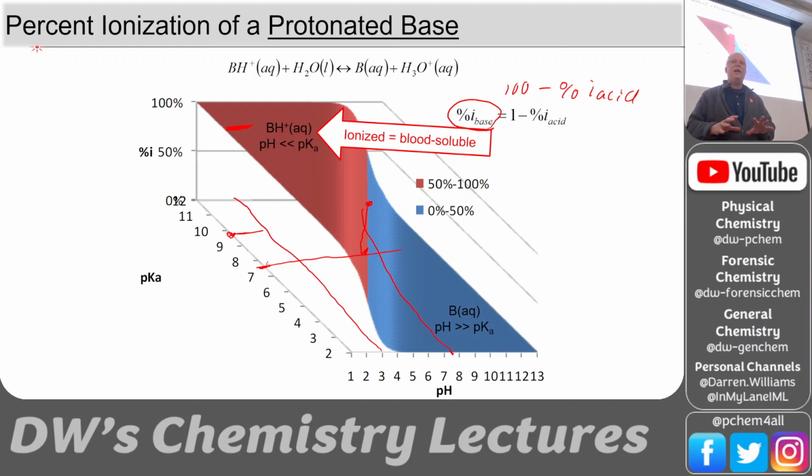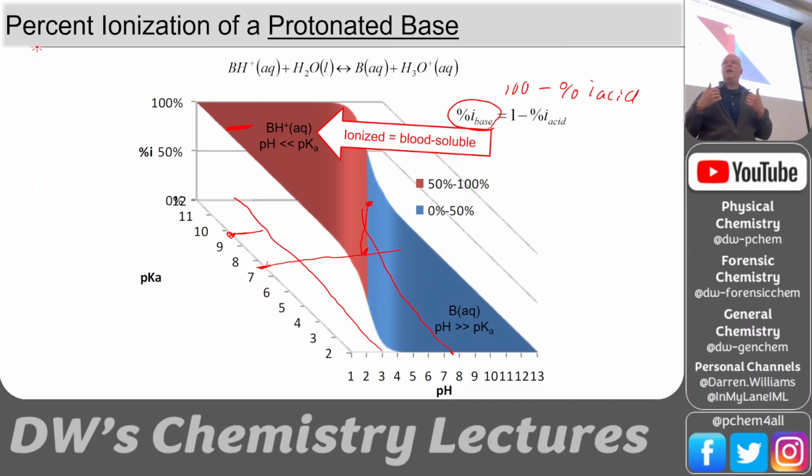So if you're at a low pH, you can protonate all kinds of things. And so if you protonate an acid, it becomes neutral. If you protonate a base, it becomes charged. So bases are soluble in low pH because they're protonated. And acids are not soluble in low pH because they're protonated and they're neutral.